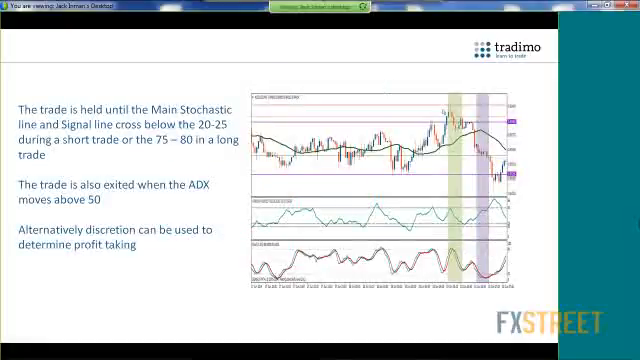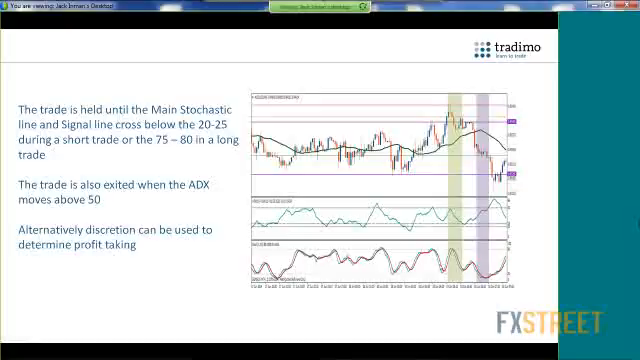In terms of how we hold the trade, it's very, very simple. The trade is held until the main stochastics line and the signal line cross below the 20 period during a short trade. So in this example, we can see that we move higher. We actually get, again, a nice break. ADX is just below 50. So I might actually look to take this trade.